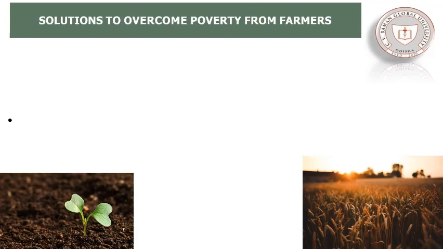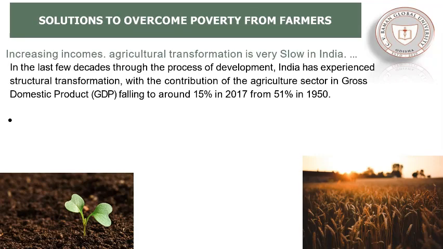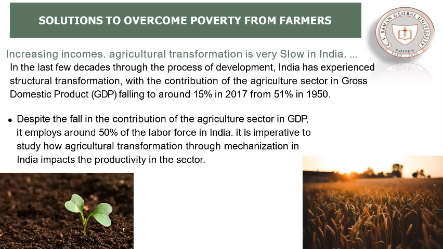Solution to overcome poverty of farmers. Increasing income: agricultural transformation is very slow in India. In the last few decades, through the process of development, India has experienced structural transformation, with agriculture's share in GDP falling to around 15% in 2017 from 51% in 1950.